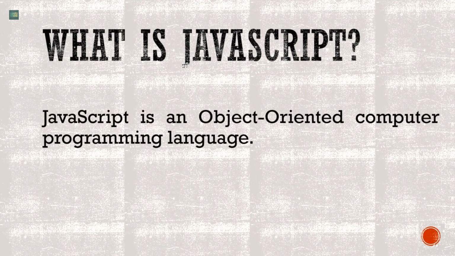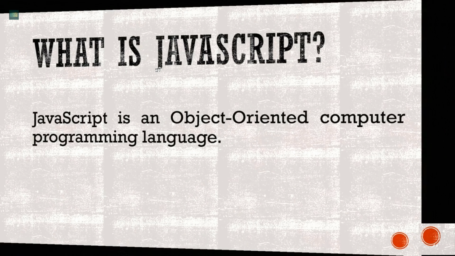JavaScript is an object-oriented programming language, which means that JavaScript is a language that is based on objects. This is important because almost everything is an object in JavaScript, but it's different from other object-oriented programming languages. Throughout the course, you will be able to understand all of these concepts step by step in depth.